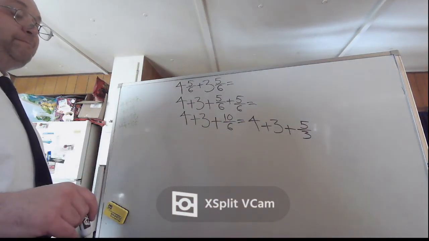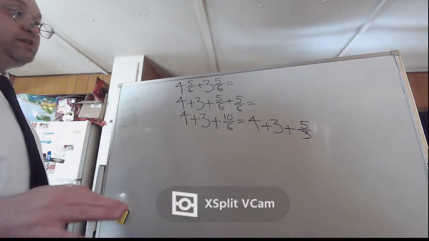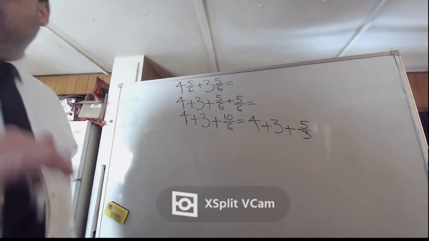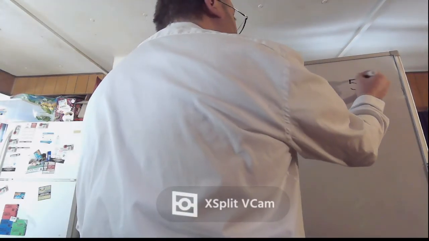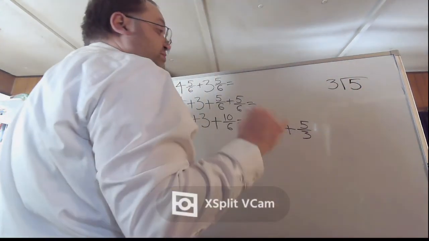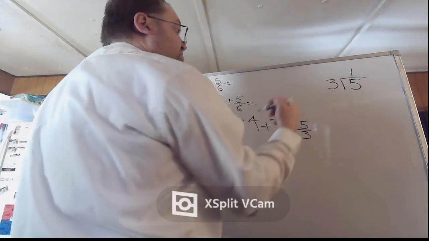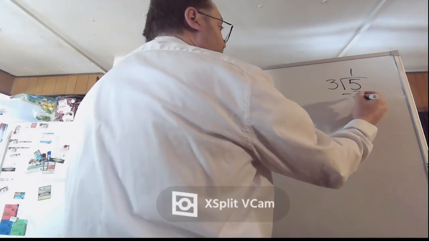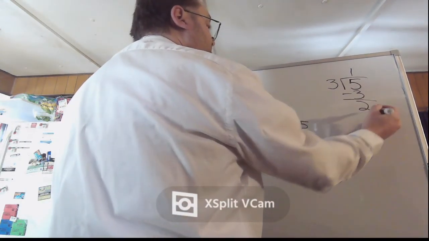Once again, we have an improper fraction. We need to convert that to a mixed number. So let's go ahead and work that out on the side. What is 5 divided by 3? 3 goes into 5 one time. 1 times 3 is 3. 5 minus 3 is 2.